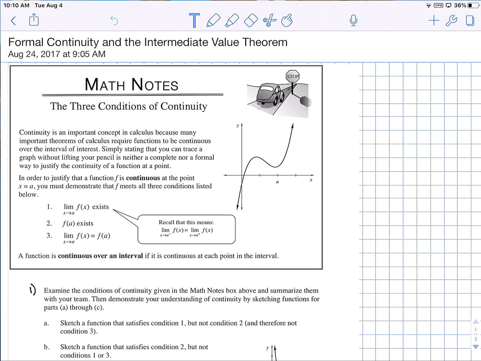And then based off of the fact that a function is continuous, we're going to look at a theorem that's called the Intermediate Value Theorem. And that Intermediate Value Theorem only works if a function is continuous. So let's get at it.